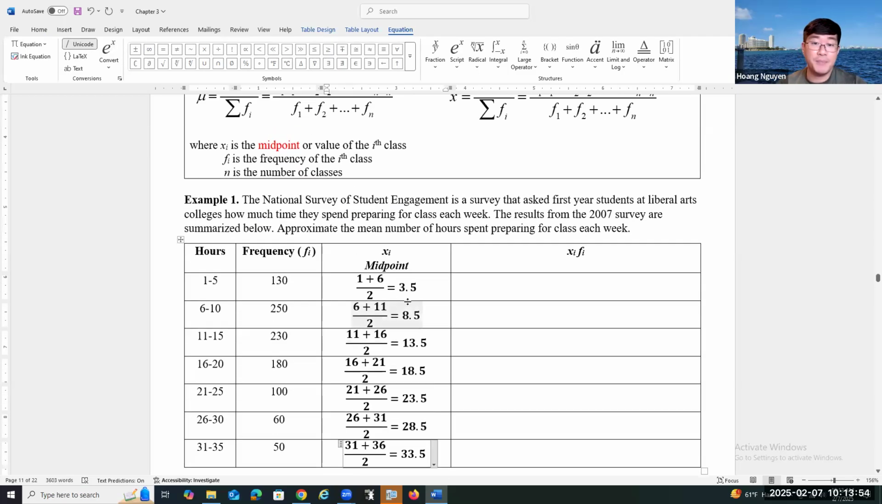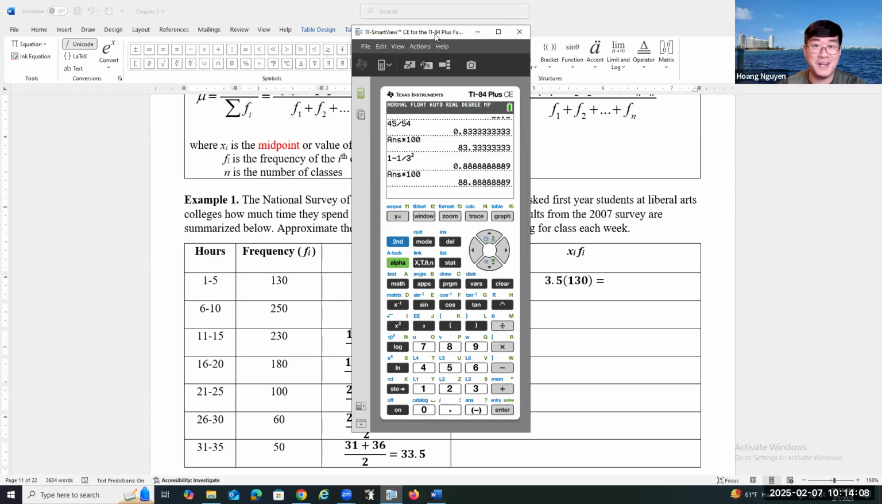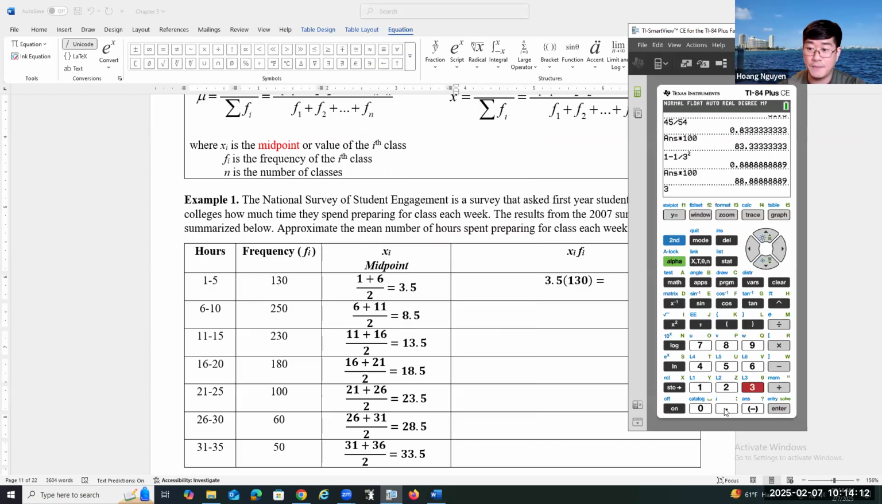Now, after we got the midpoint, we take the midpoint and multiply it with the frequency to get the product, right? So it's going to be 3.5 times 130. We might need a calculator, this is a big number. So let's see what the answer is. Making sure that we input the numbers correctly, 3.5 times 130 is 455.